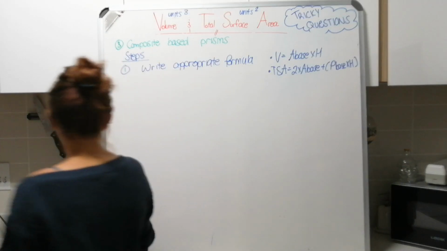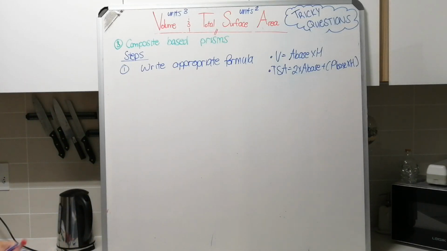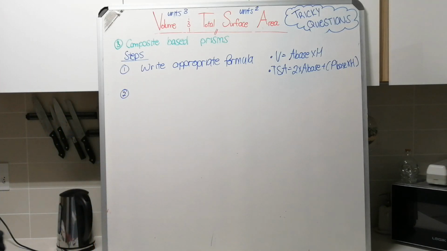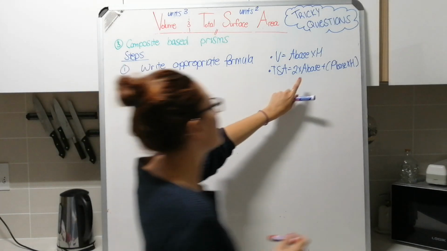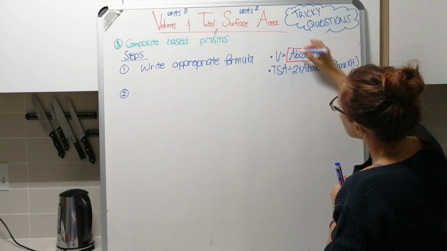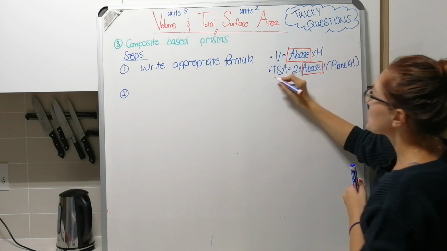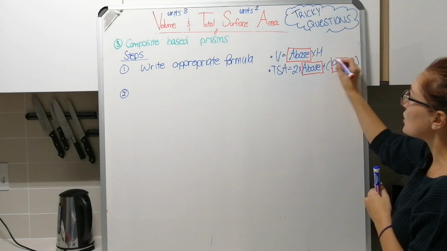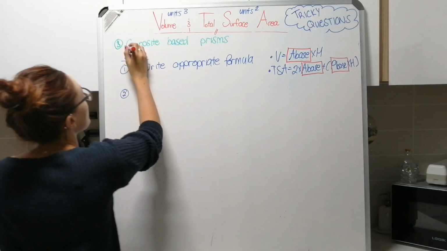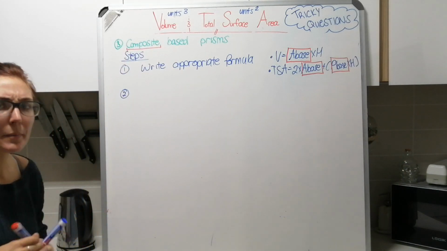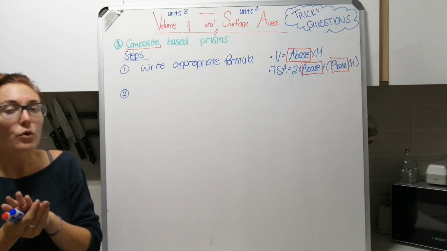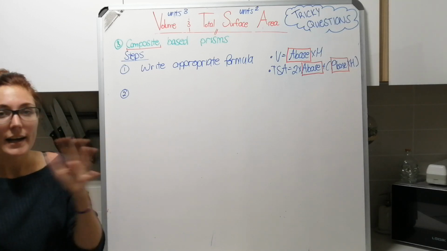So you write your appropriate formula depending on what the question asks. Once you've done that, you need to then go ahead and look at what you know and what you do not know. Because for these formulae, we need the area of our base, and for TSA, we also need the perimeter of the base, right? Now, our base is a composite shape. Remember a composite shape? A composite shape is one where you've got two or more shapes stuck together or cut out from one another.